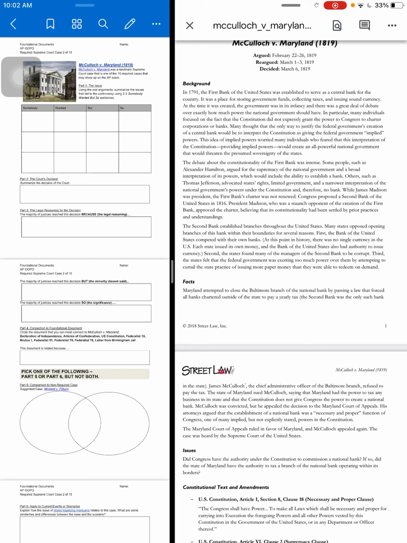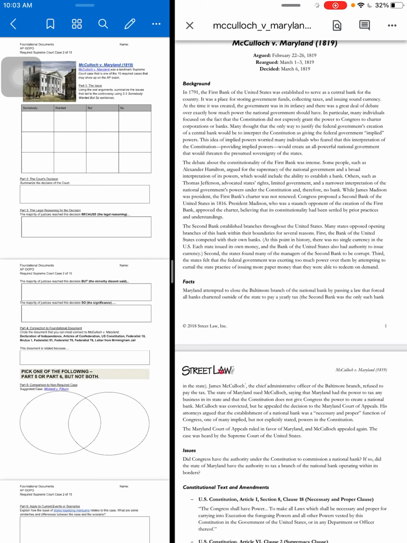Many states opposed opening branches of this bank within their boundaries for several reasons. First, the Bank of the United States competed with their own banks. At this point in history, there was no single currency in the United States, and each state issued its own money. And the Bank of the United States also had authority to issue currency. Second, the states found many of the managers of the Second Bank to be corrupt. Third, the states felt that the federal government was exerting too much power over them by attempting to curtail the state practice of issuing more paper money than they were able to redeem on demand.